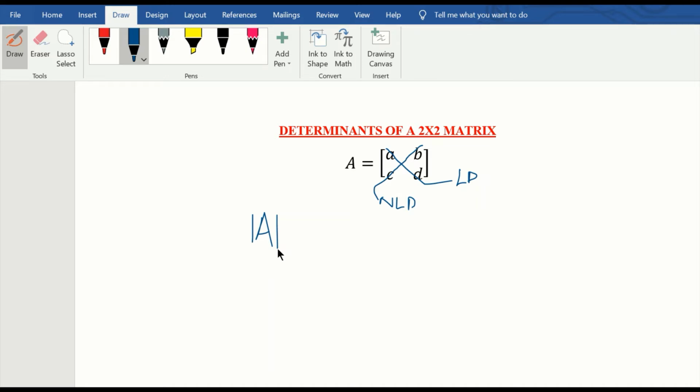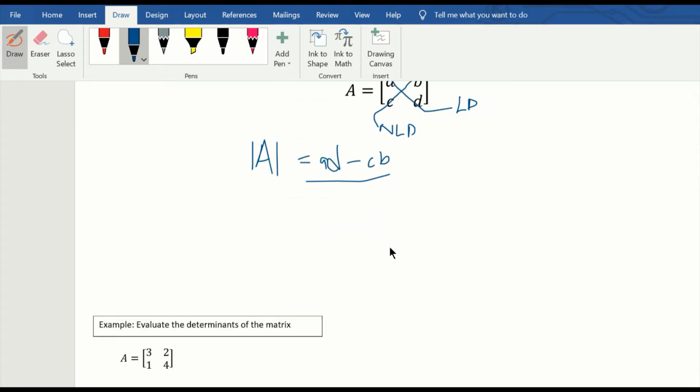So to find our determinant, we write it in this form. It is equal to the product of the leading diagonal, which is A times D, minus the product of the non-leading diagonal, which is CB. So this is how we find the determinant of a 2x2 matrix. Let's look at an example.